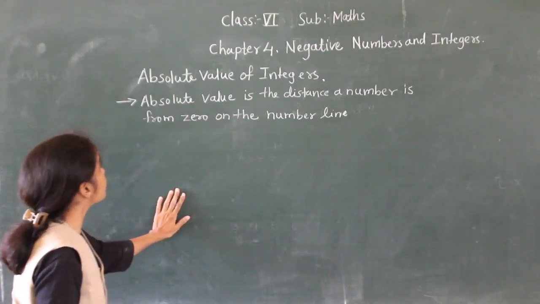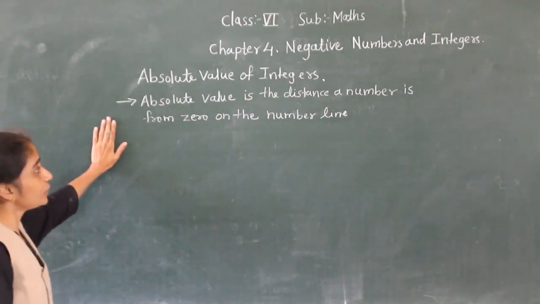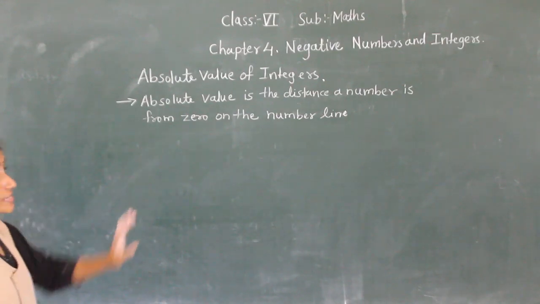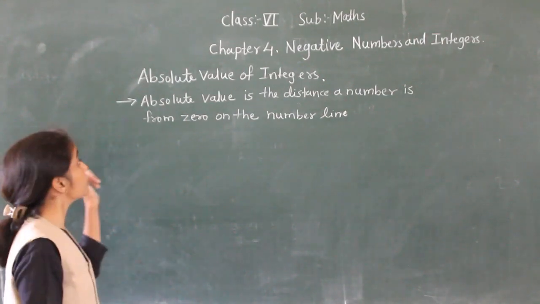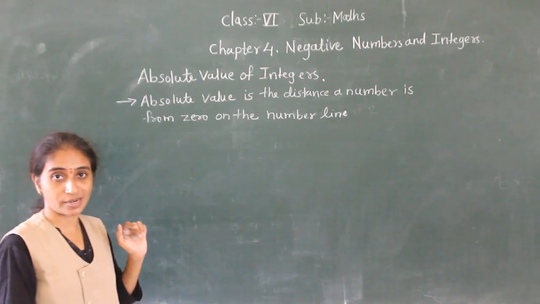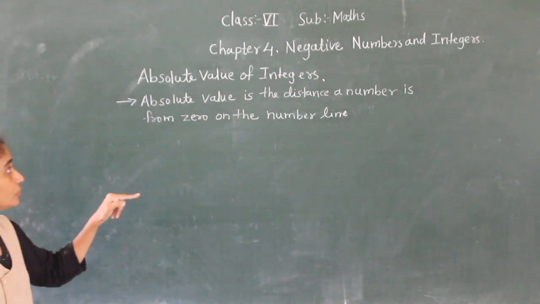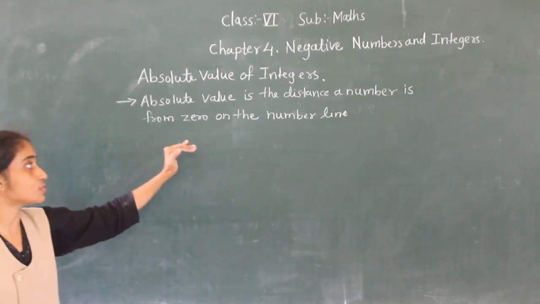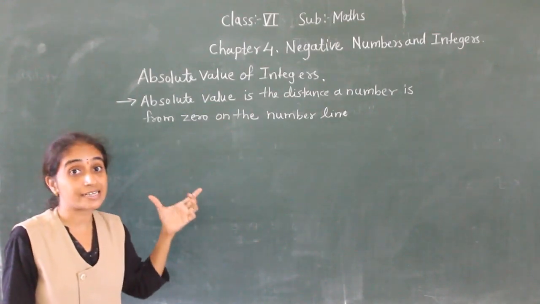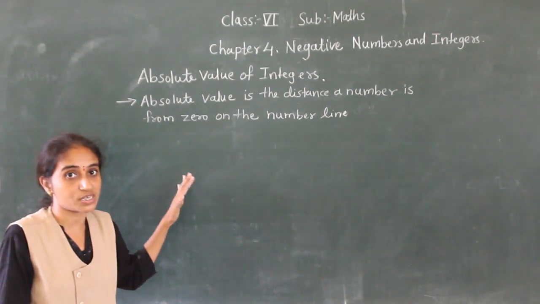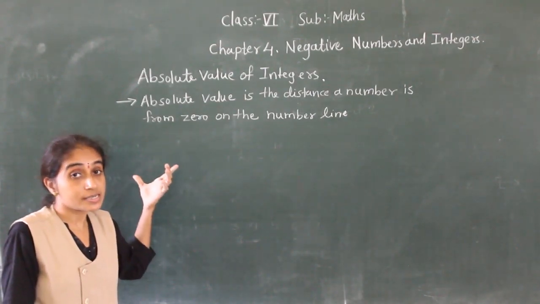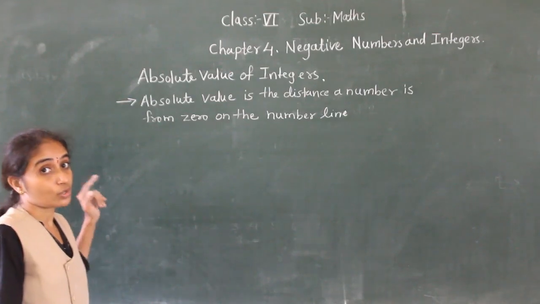Let's learn a new concept, absolute value of integers. What is meant by absolute value? Absolute value is the distance a number is from 0 on the number line. It's a distance. Understood? It's distance. So don't be confused.